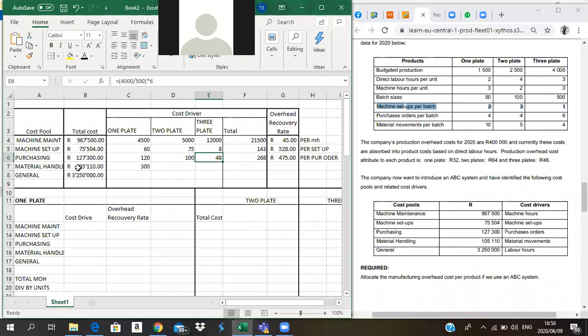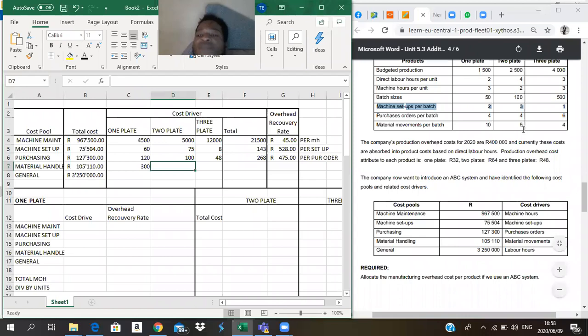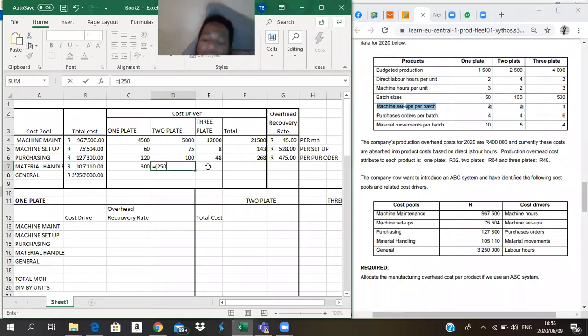Okay, then I continue from the material handling. I already had gotten my 300 there. Now I go to my two plate. Remember material handling, it was number of movements. So they said number of movements for two plate, we have 5 movements per batch. So I'm gonna take the 2.5, divide by the 100, multiply by 5. So it's equals to, I open my bracket, 2,500 divide by 100, and then close bracket, multiply by 5, and I get my amount of 125.